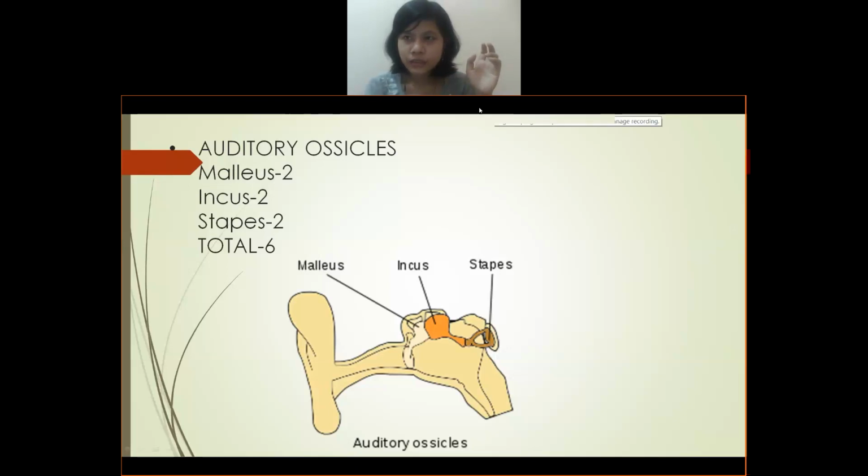So let's count now the total number of bones. 2 plus 2 plus 2 is equal to 6. So 6 bones you will have in your auditory ossicles. Did you understand, students? Name the bones in auditory ossicles.